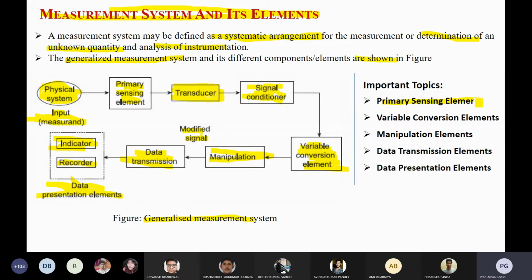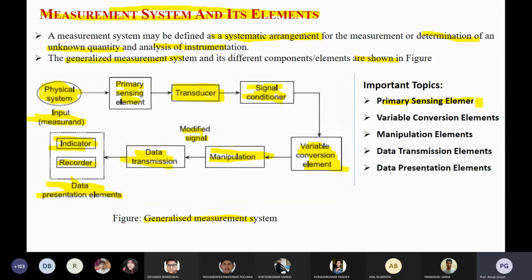Finally, note down in a class notebook, then make it fair in your homework copy. So you have to prepare the class notes day to day. The first important topic I have already discussed is the primary sensing element.